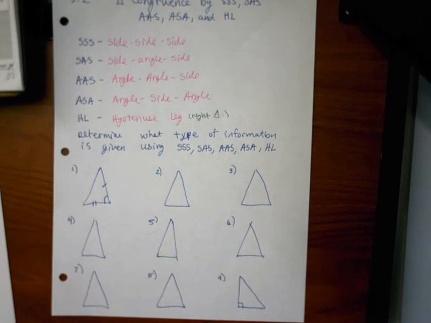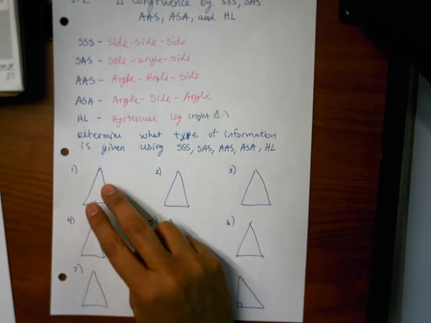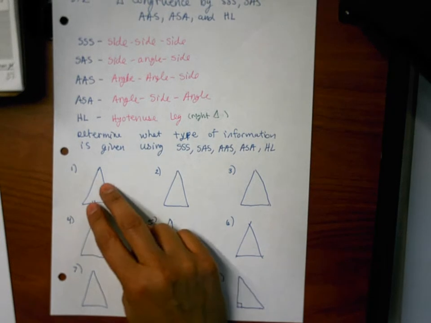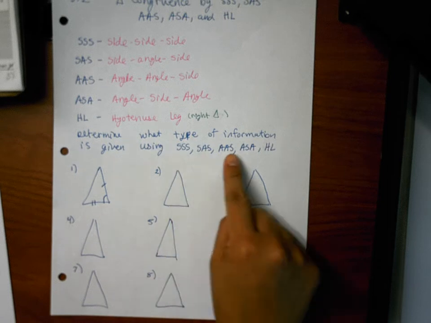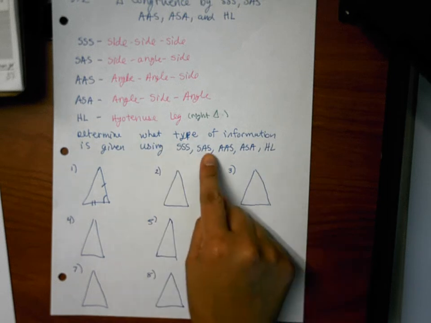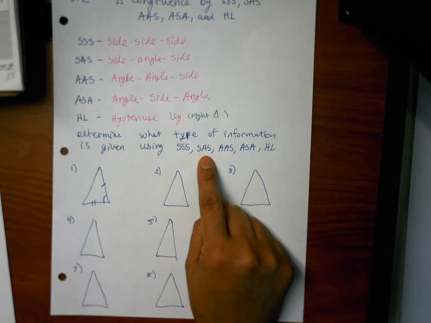Okay, so for now we're going to talk about when it's used. Next one. How many side congruent markings do I have? 2. How many angle markings do I have? 1. So 2 S's and 1 A. Does that happen only once? Yeah, it happens only once.